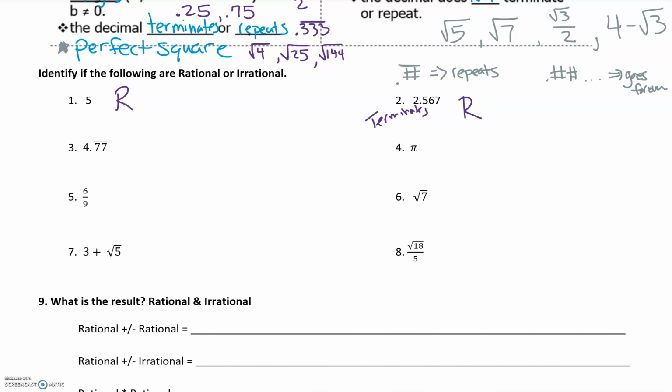Let's look at number 3, 4.77 with a line above it. Remember, this line above it tells us that it's going to repeat that 7 over and over and over. So remember, if it's a repeating decimal, that means it's rational.